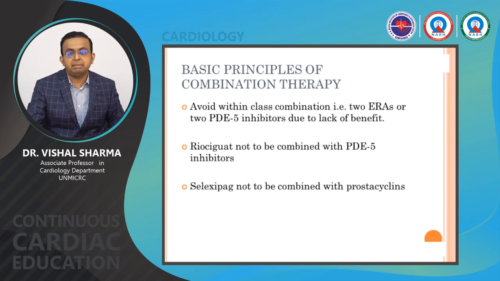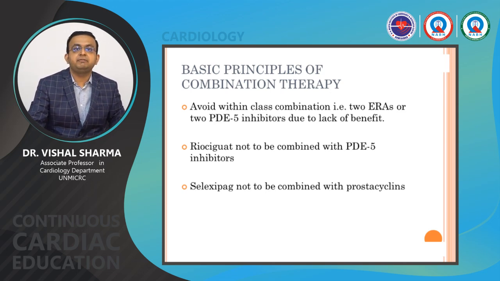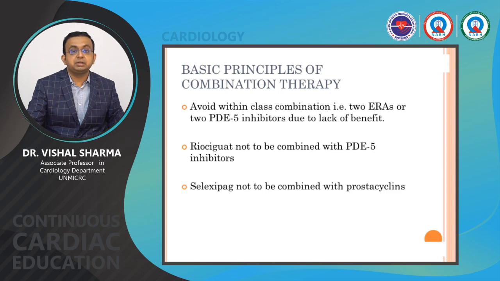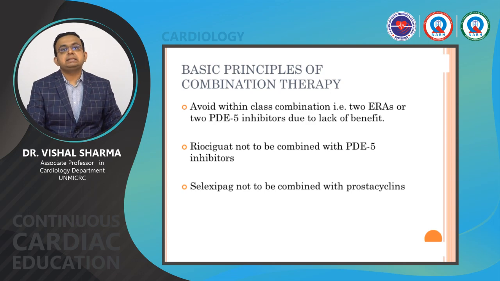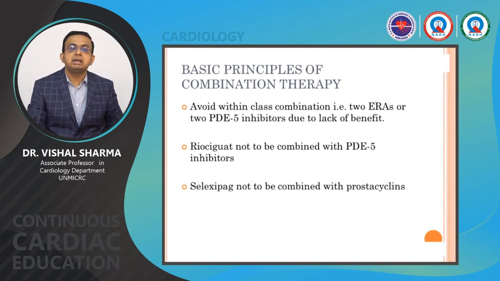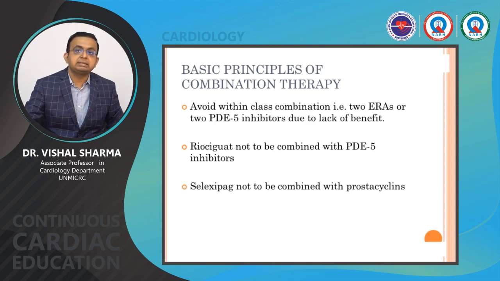So do not use macitentan and ambrisentan together, do not use sildenafil or tadalafil together, because none of the trials or any data has shown improvement in patients while you are using two drugs from the same class. Riociguat is not to be combined with PDE5 inhibitors. Why? Because both act on the nitric oxide pathway, and this can cause hypotension. Similarly, selexipag is not to be combined with prostacyclins, again because both act in the same pathway.